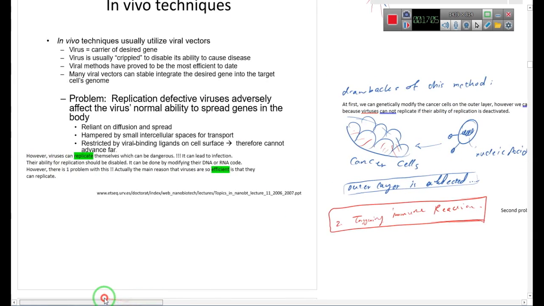On one hand, we want to minimize the immune response of the body. On the other hand, we want to maximize the replication to make the viruses more efficient.